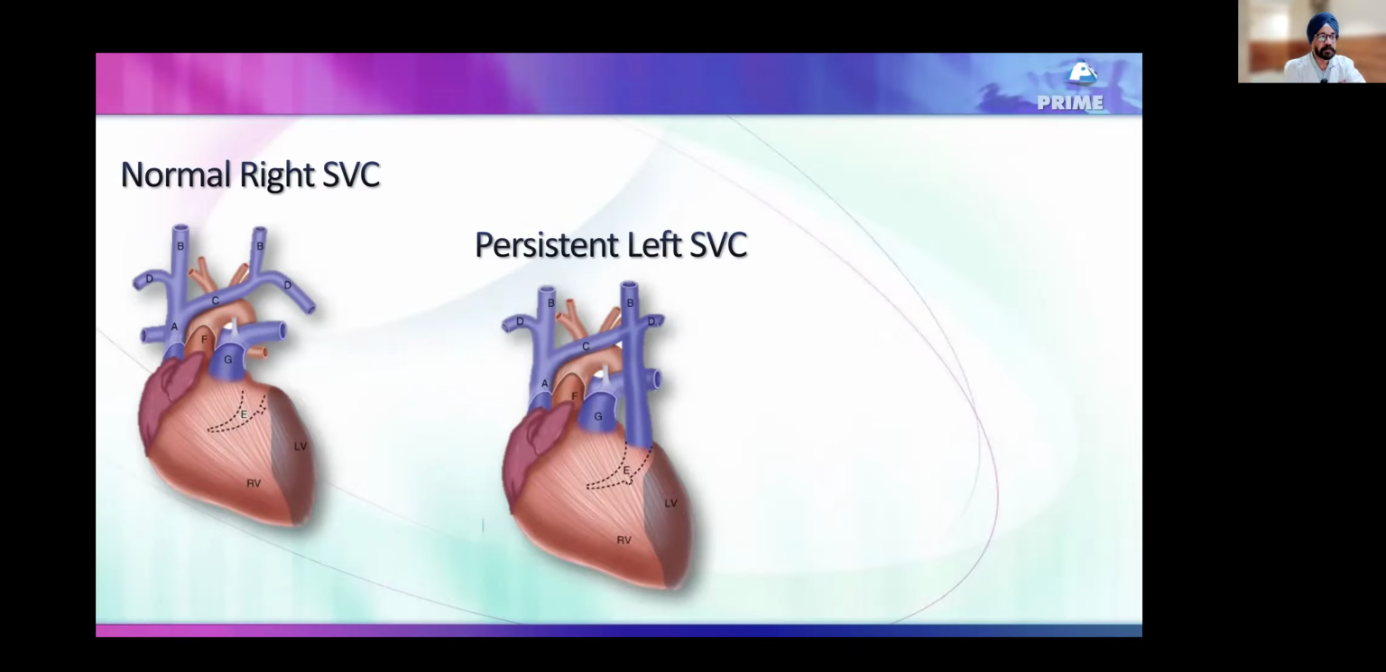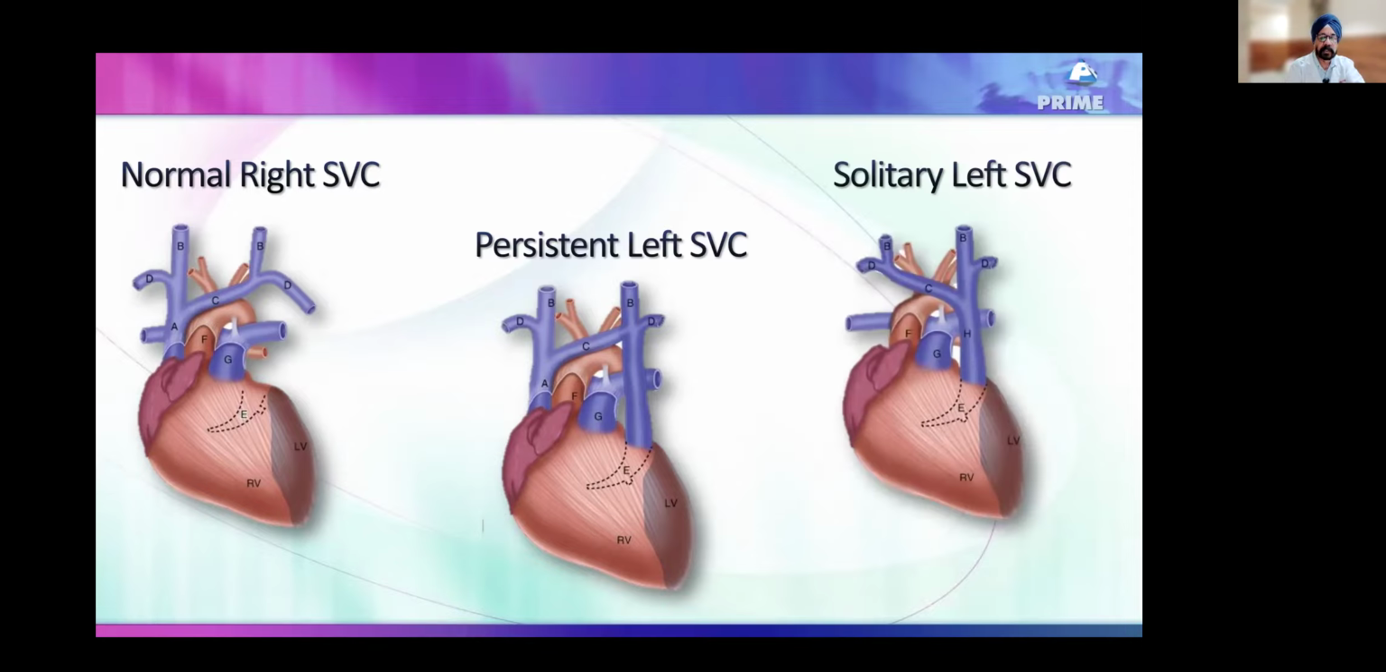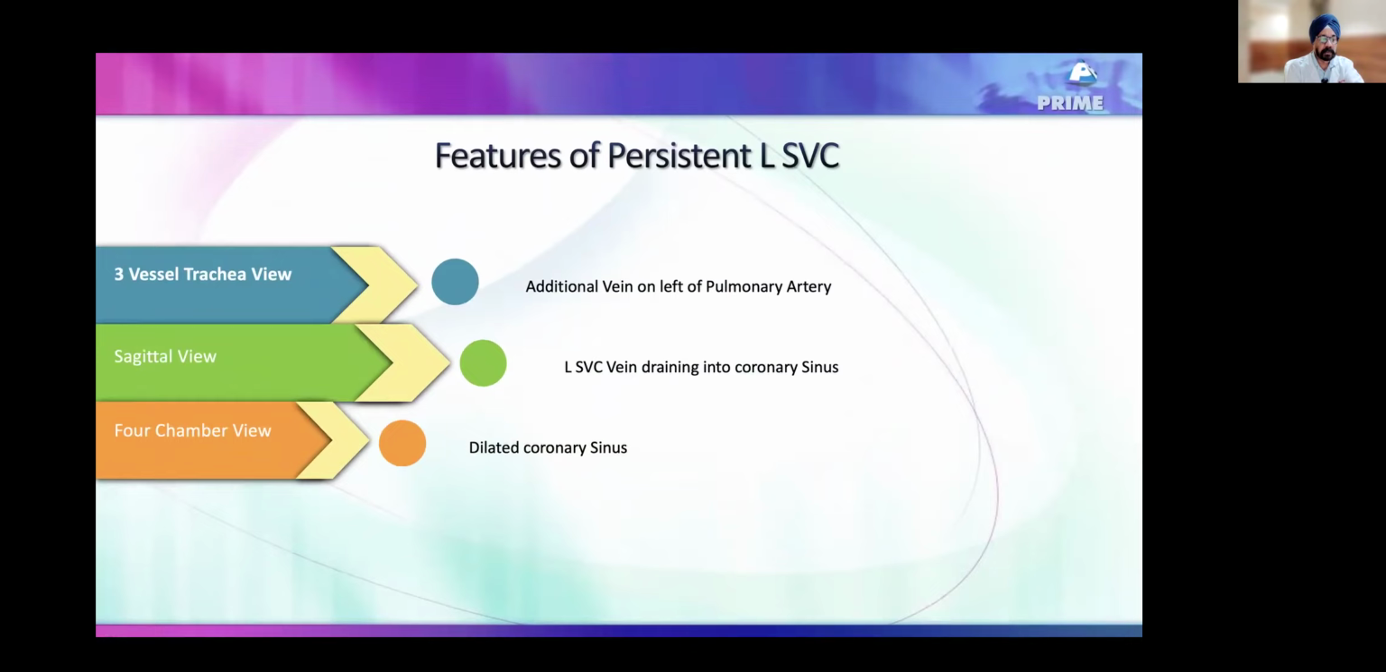You presume that the presence of a brachiocephalic vein rules out a left superior vena cava, but that's not true. About 10 to 15% of patients with persistent left superior vena cava would have a small brachiocephalic. Many a time that's only the left one and not the right one, though very uncommon. And how do you see it? You see an additional vein on the left of the pulmonary artery.